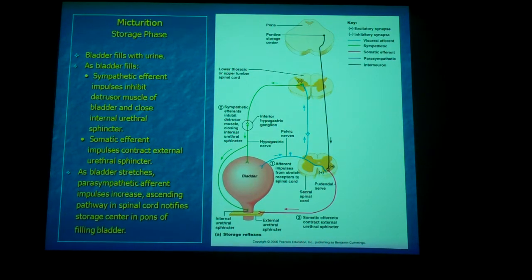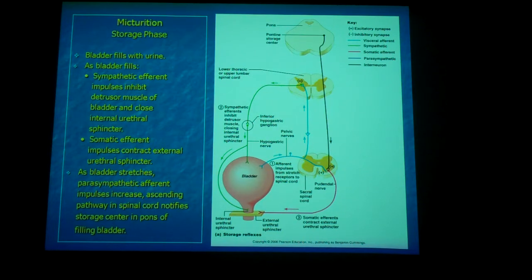While this is happening, sympathetic input, shown right here, inhibits muscular action in the bladder wall and keeps the internal sphincter tight. So sympathetic input, as the bladder is filling, is overriding parasympathetic activity. Bladder contraction and emptying is primarily a parasympathetic function.